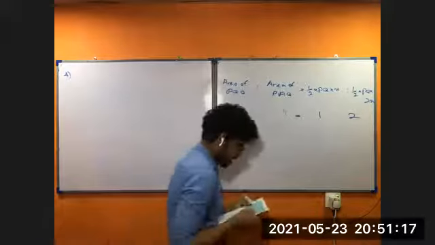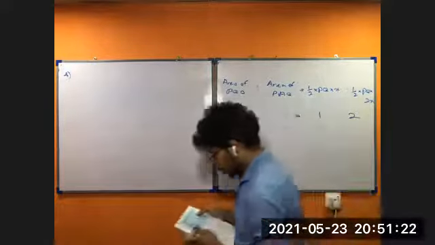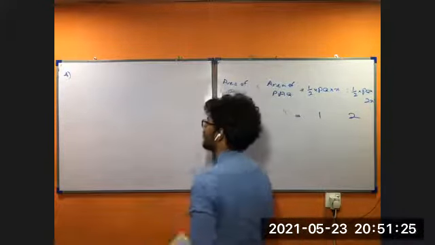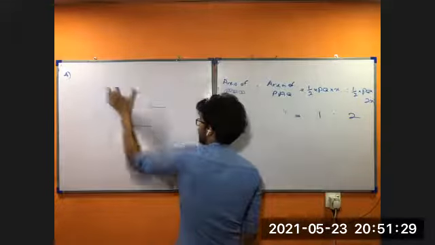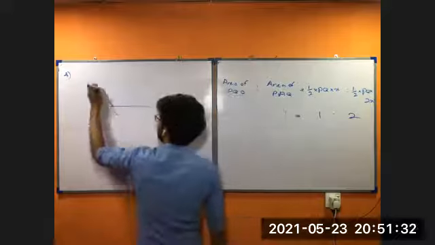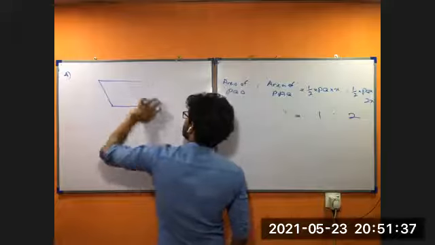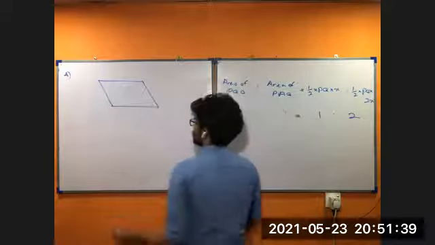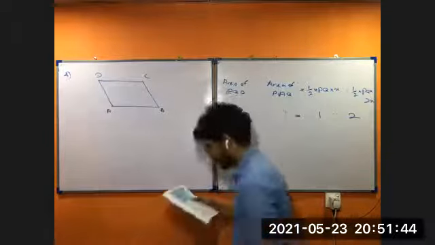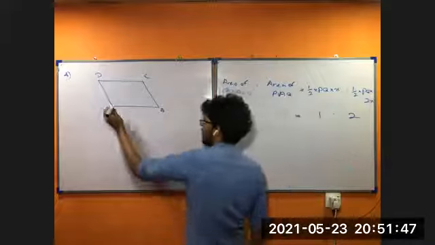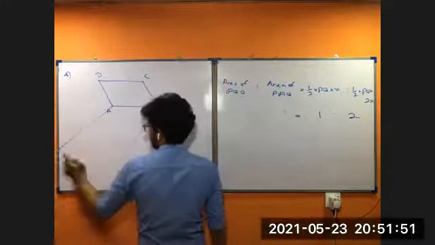ABCD and ABEF are two parallelograms unequal in area, drawn on either side of AB. So we have a line AB and they are drawn on either side, right? So there are two parallelograms, ABCD and ABEF. Okay, let's draw something like this.